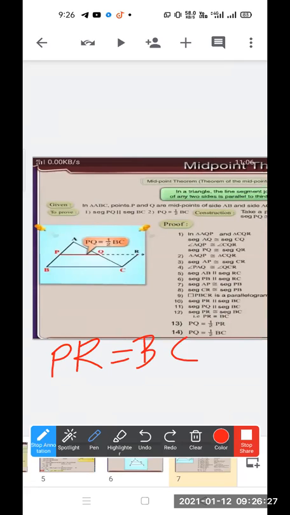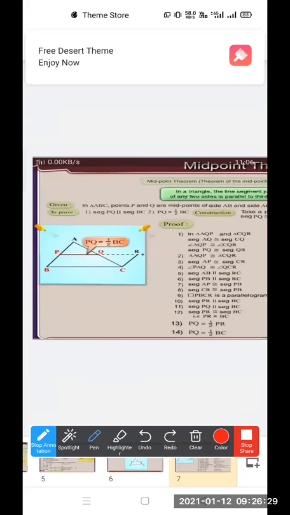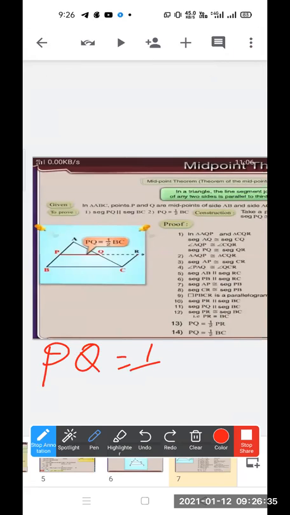Opposite sides of a parallelogram. Now see here, PQ will be half of PR. By construction we have taken that PQ is congruent to QR. So PQ is half of PR.